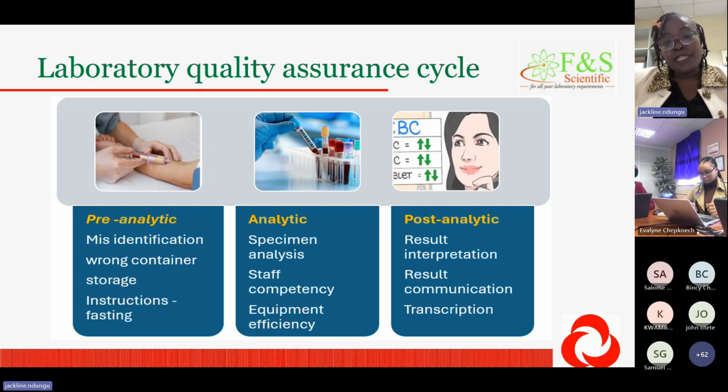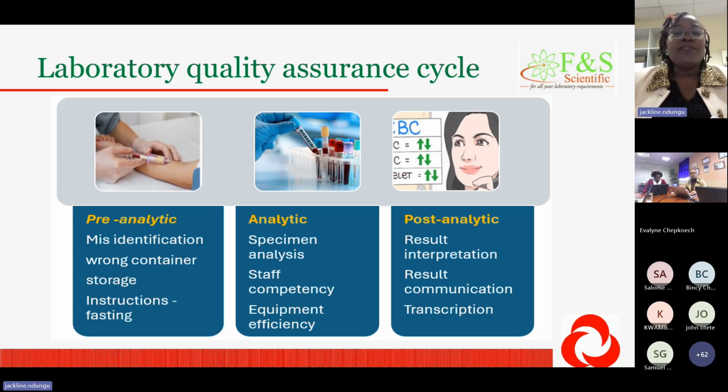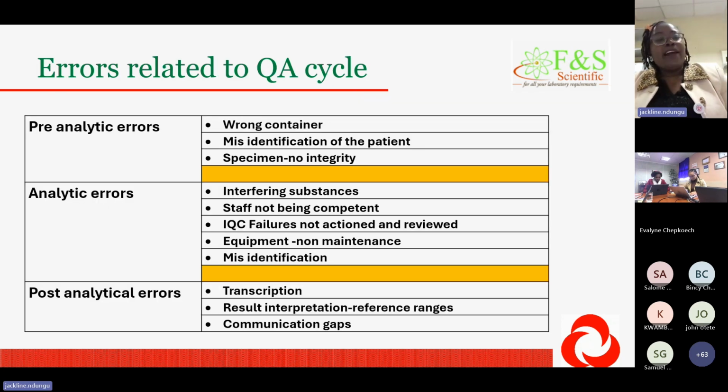In terms of post-analytic, this is where the tests are all done well and the equipment was well maintained, but now we give results again to the wrong patient. And in this, we'll also talk about patient misidentification. So all these steps, all these items, make up the cycle that we call the quality assurance cycle. You must look at all of them when you're doing your quality assurance. I have mentioned them up there, and I was just trying to tabulate them down there, for your info.